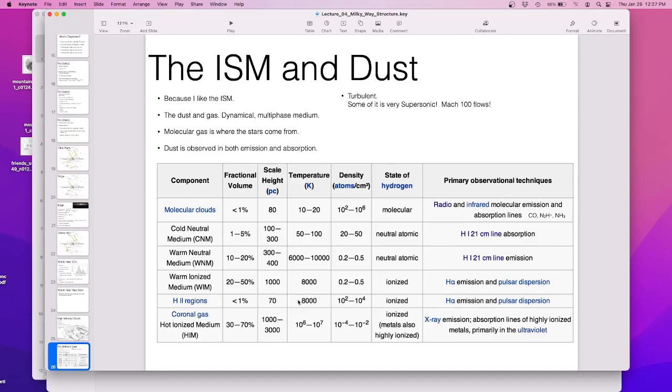H2 regions are dense ionized regions that are near young stars. And then we have all this coronal gas, this circumgalactic medium, which is millions to 10 million Kelvin. Gas that's this hot doesn't really reside within the galaxy very much. It usually leaves.